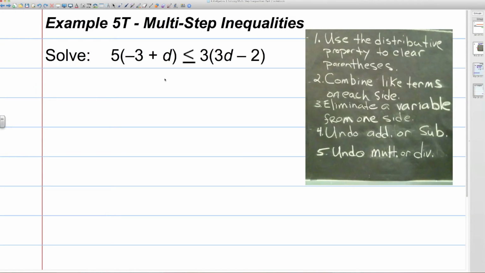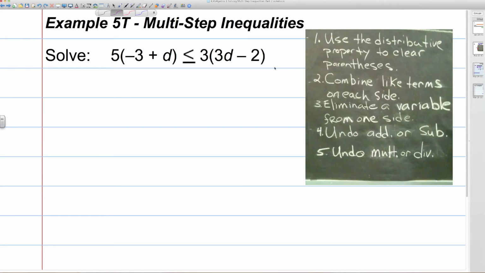Example 5t, multi-step inequalities. Here we're going to have the 5 steps, which we really can think of as 4 steps, to solve this inequality. The inequality that we have to solve here in example 5t reads, 5 times the quantity, negative 3 plus d, is less than or equal to 3 times the quantity, 3d minus 2.